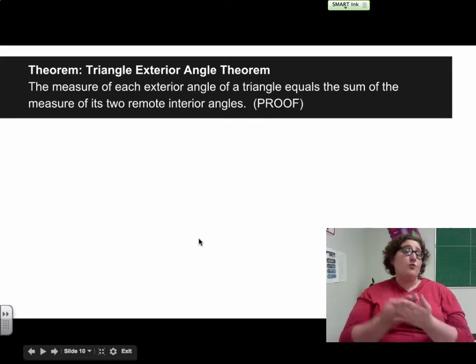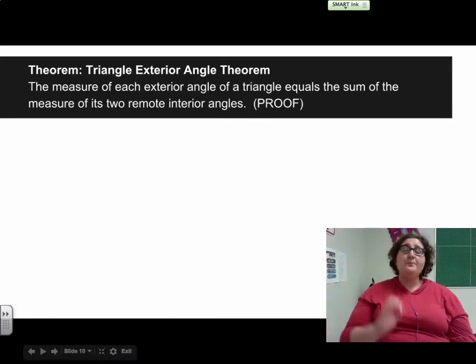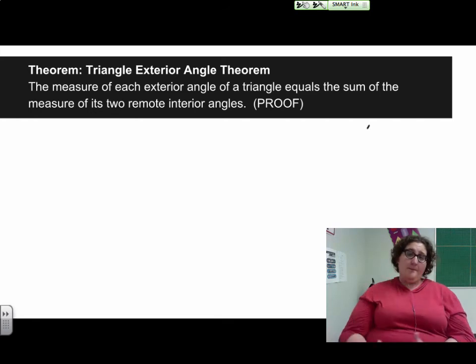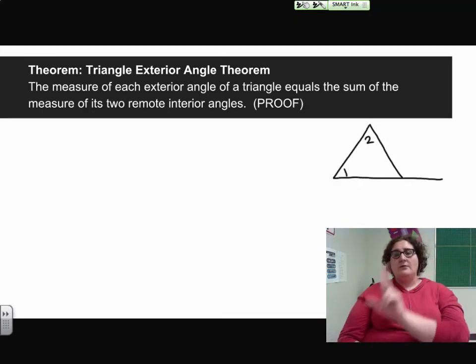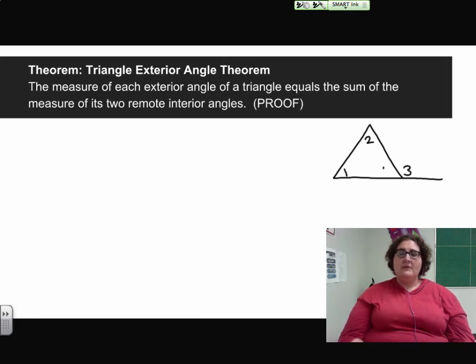Now let's prove this. Okay, so I'm going to start off with my picture. 1, 2, 3, and I have to add in angle 4 right here so that way we can talk about this.